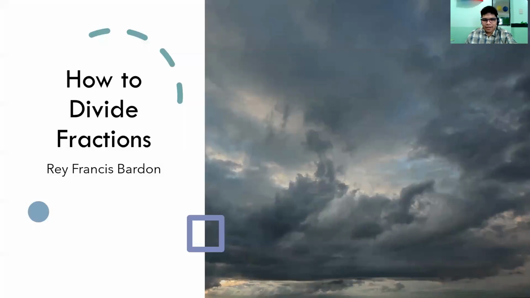Paano nga ba mag-divide ng fractions? How do we divide fractions in a way na magiging simple sa atin or madali nating masagot? Okay, today, ang pag-aaralan natin is how to divide fractions.